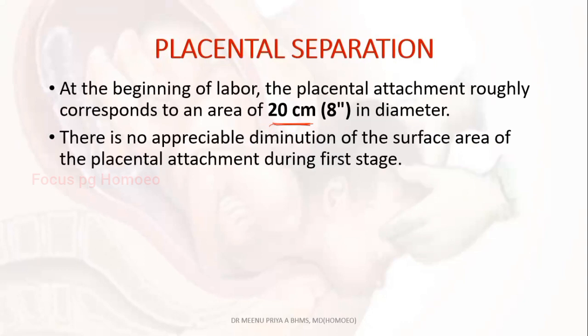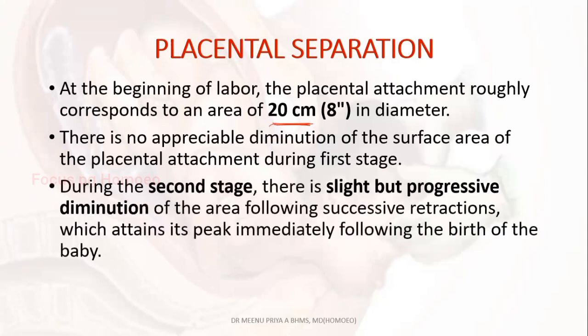And there is no appreciable diminution of surface area of placental attachment during the first stage. In the first stage, it remains 20 centimeters. During the second stage, there is slight but progressive diminution of the area following successive retraction, which attains its peak immediately following the birth of the baby. So immediately after the birth of the baby, the placental surface is extremely reduced.